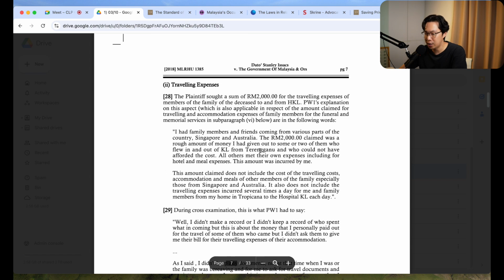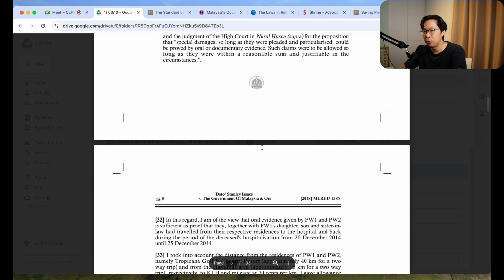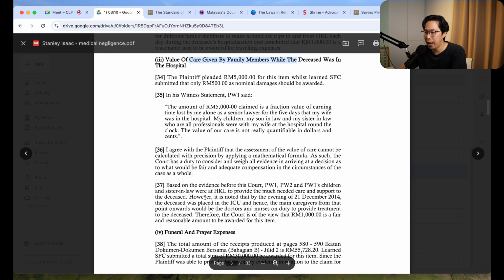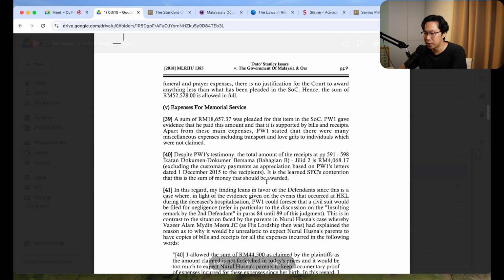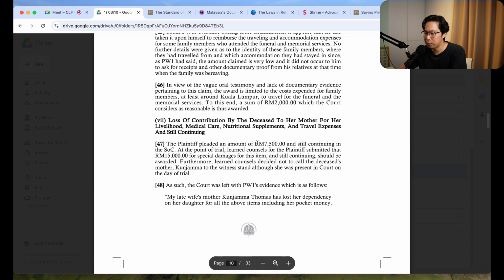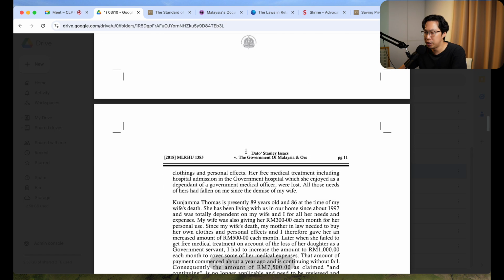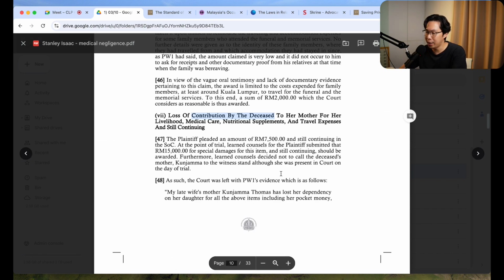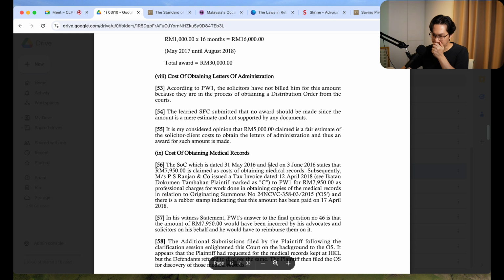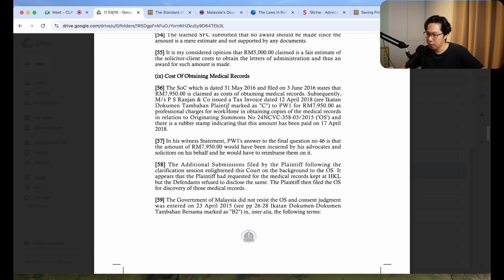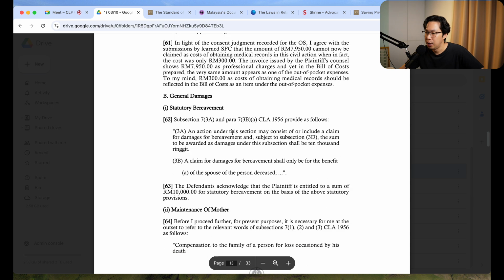Then after that, traveling expenses, because the husband went to the hospital to visit the wife every day. Value of care, funeral. Okay, what section do they use? Expensive memorial. Then traveling, loss of contributions. Then some of them they say cannot claim. Okay, why cannot claim? Why can claim? Then you see how they come out with the calculation. Then medical records.